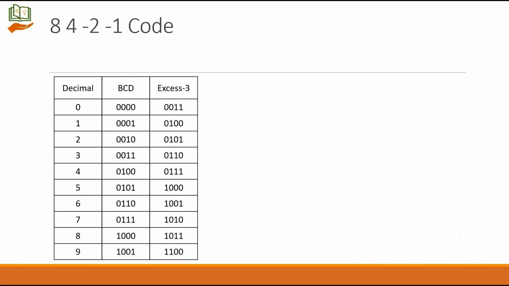After XS3 code, we are moving to another weighted code. The name itself is written as 84 minus 2 minus 1 code. What is this code? It assigns negative weights to decimal code. So how many digits can be formed? When I add 8 plus 4 plus 2 plus 1, you can form till 15 value in decimal. When it is 8 plus 4 minus 2 minus 1, you can form only up to 9 digits. So we can accommodate from 0 to 9 definitely.